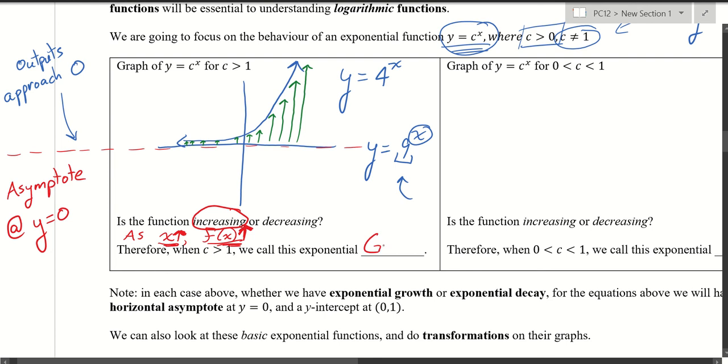So we call this exponential growth. And in our next video, we're going to look at an example of exponential decay.